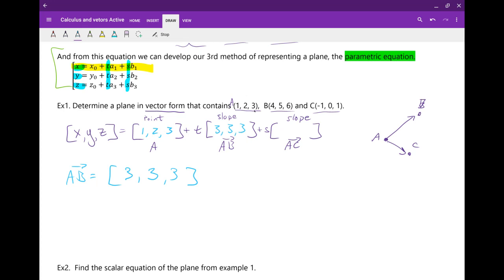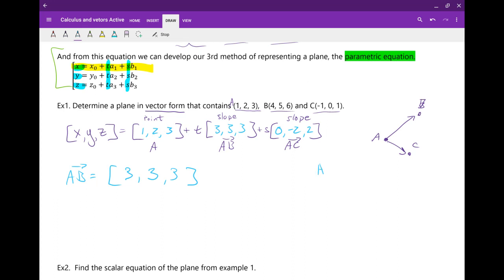My other slope is going to be AC. So I'm going to do -1 minus 1, which is 0. Then I'm going to use 0 minus 2, or -2. Then I'm going to use 1 minus 3, or 2 here. And there, I've successfully defined a plane.